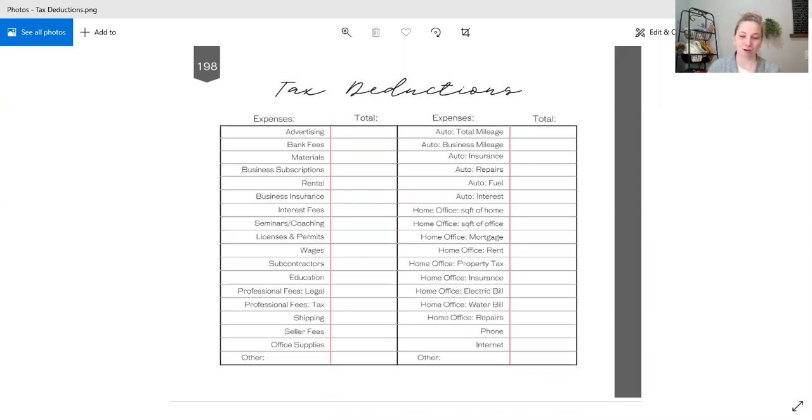Today we're talking about tax deductions. This is probably what you guys are all here for because it's that time of year and you're asking, hey, what do I need to do to get ready for my tax appointment or season? What do I need to do to get my finances in order? And this is kind of the start of it.